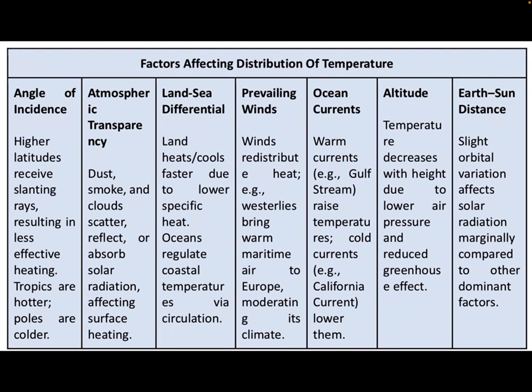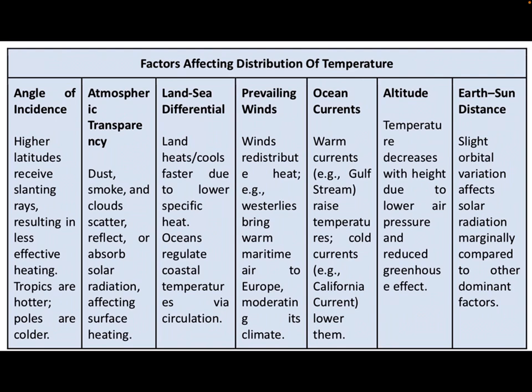As we have seen recently, at the tropospheric level with increasing height there is a decline in temperature. Similarly, with altitude there is a decrease of temperature. So altitude is the second factor which affects the distribution of temperature. Third is land and sea differentiation.